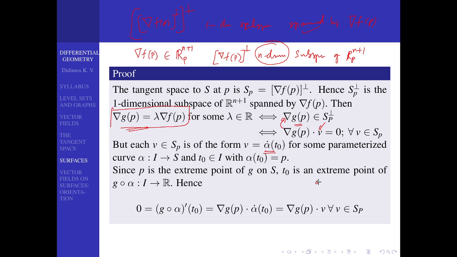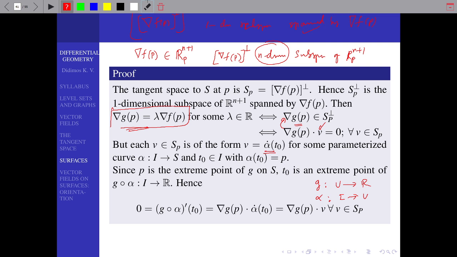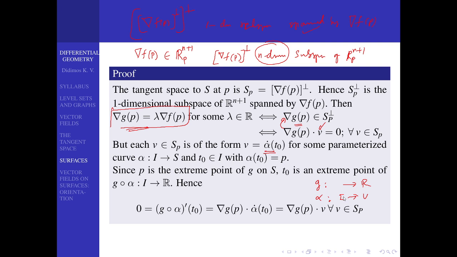We know that this G is a function from U to R, and alpha is a function from I to U, or we can say that this G is a function from S to R, and this alpha is a parameterized curve from I to S. Then G composition alpha is always a function from the domain of alpha to the codomain or range of G. The range of G is R. So we can say that G composition alpha is a real valued function defined on an open interval.